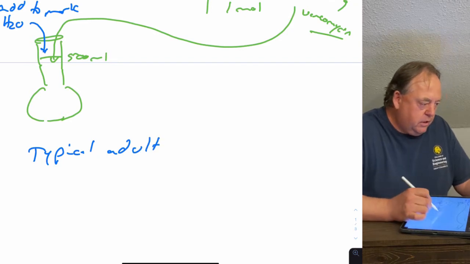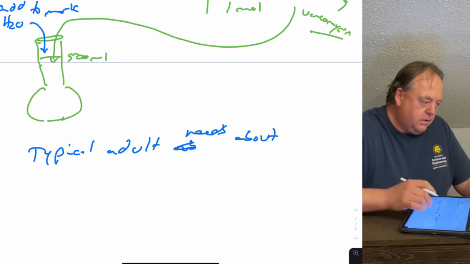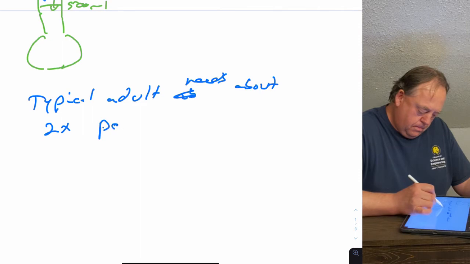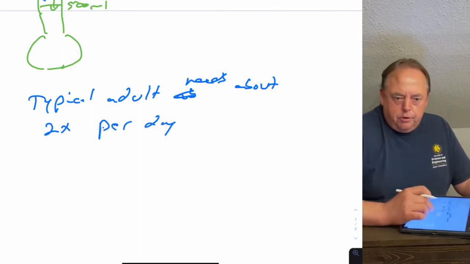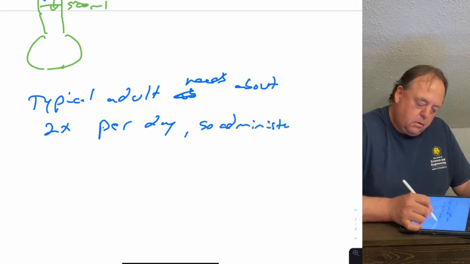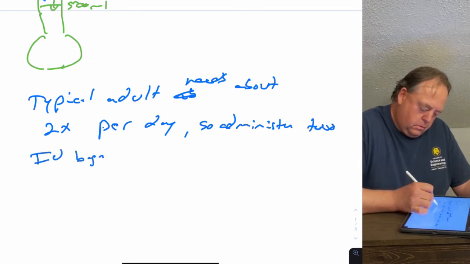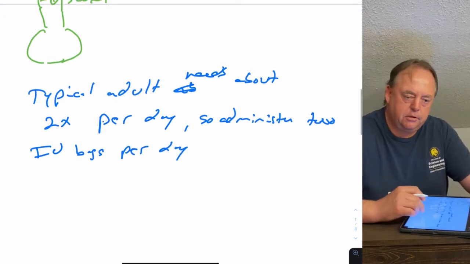So an adult needs about 2 times this per day. So then you would just administer 2 IV bags, two IV bags per day to the patient.